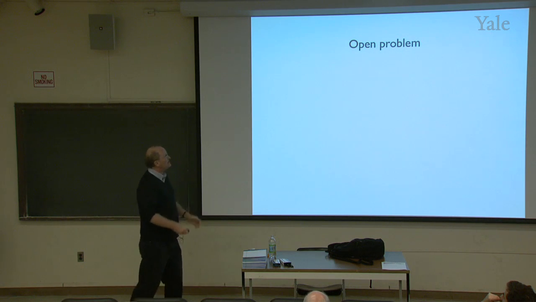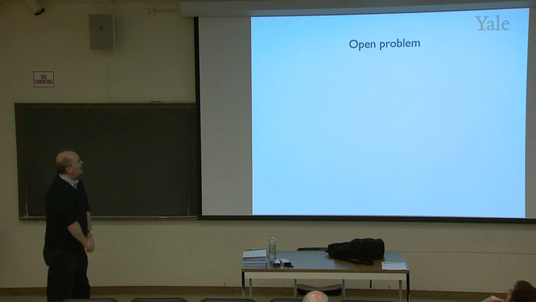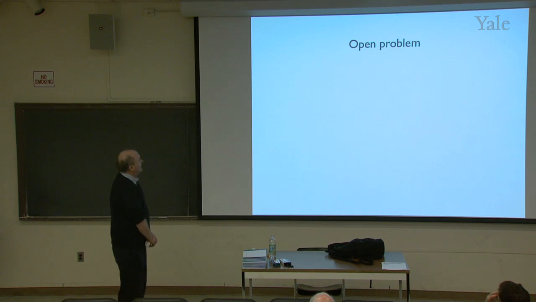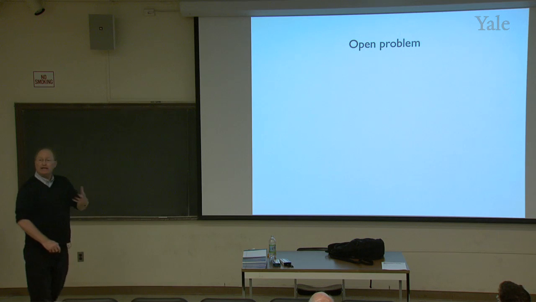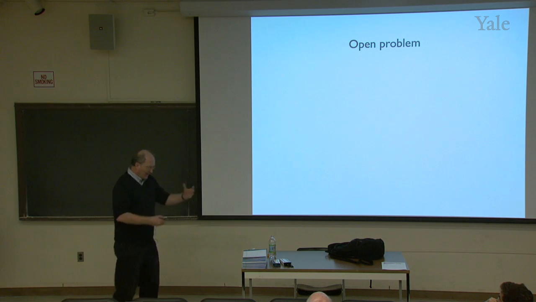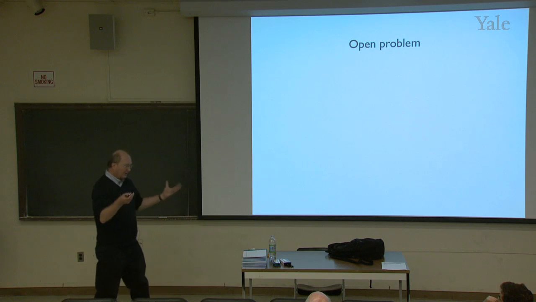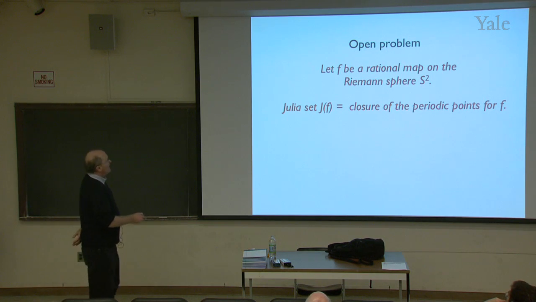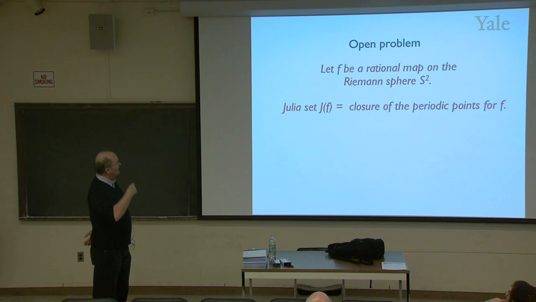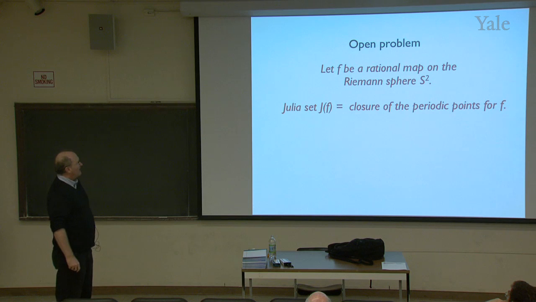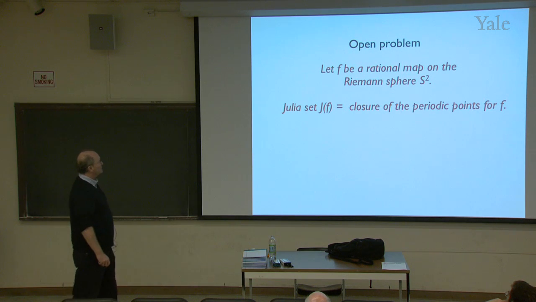OK, so let me mention an open problem, one of my favorite open problems in complex dynamics. The problem is to generalize Mostow's theorem or Sullivan's theorem from groups acting on the sphere to rational maps acting on the sphere. So here's the problem. Suppose you have a rational map on the Riemann sphere, that is a ratio of two polynomials of, let's say, degree 1 or 2 or more.